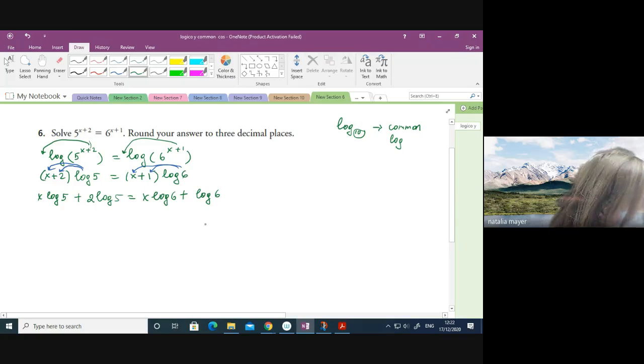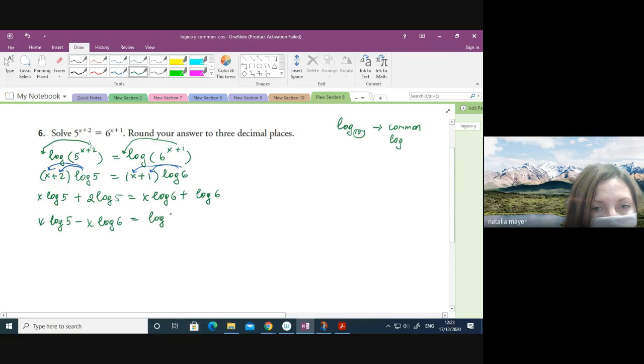Next step, Yusuf. Put the axis on one side and the unknown on the left. So the terms with x on one side, let it be the left side. So x common logarithm of 5 minus x common logarithm of 6. And this one goes to the other side. So it's going to be common logarithm of 6 minus 2 common logarithm of 5.